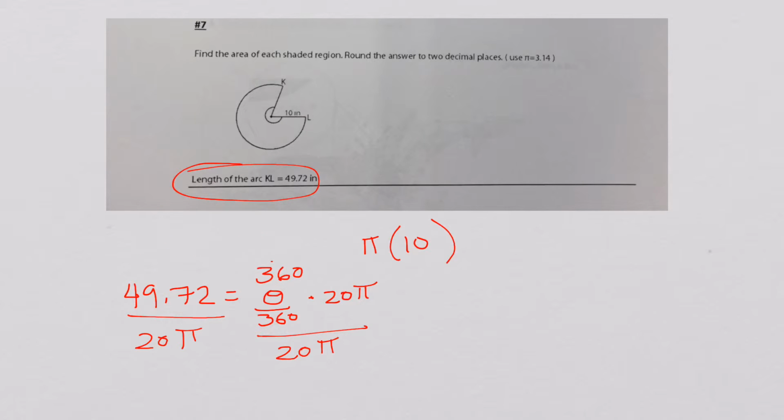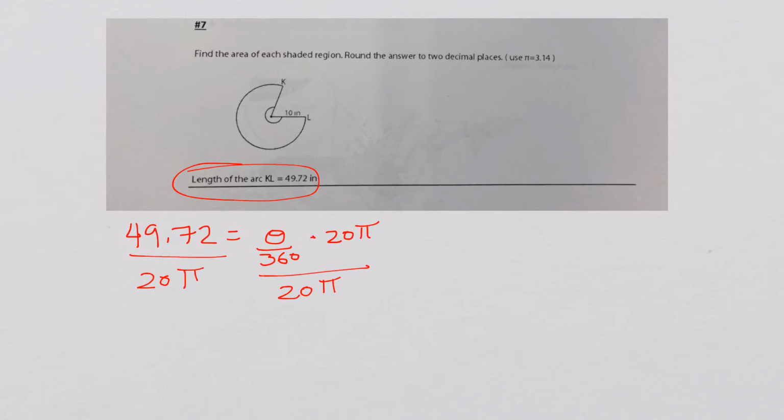What happens when we have something that's the same on top and the same on the bottom? We have a 20 pi on top and a 20 pi on the bottom. They're going to cancel each other out. So our 20s cancel, they're gone, and our pi's cancel, so they're gone. What we're left with is 49.72 divided by 20 pi equals theta over 360.